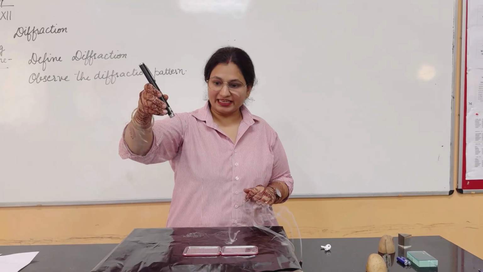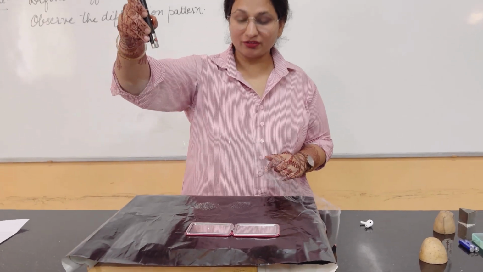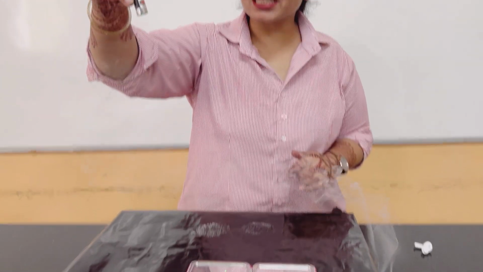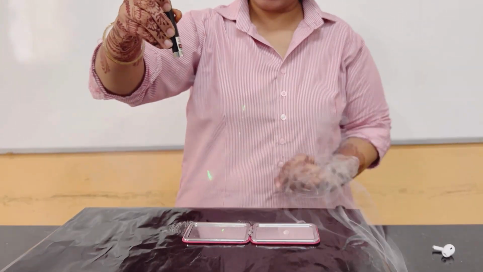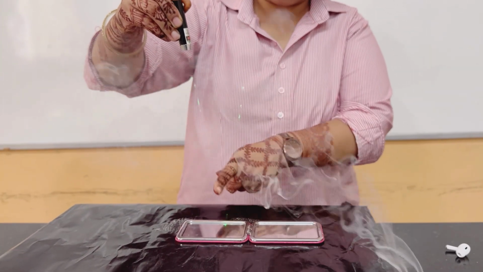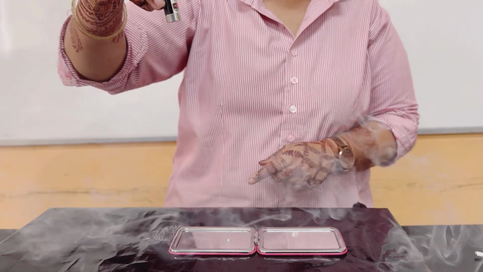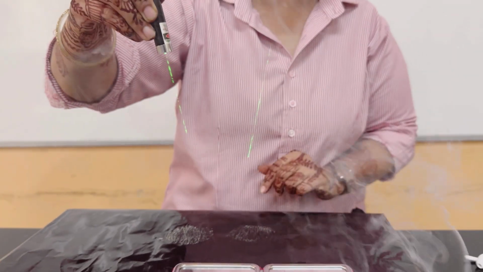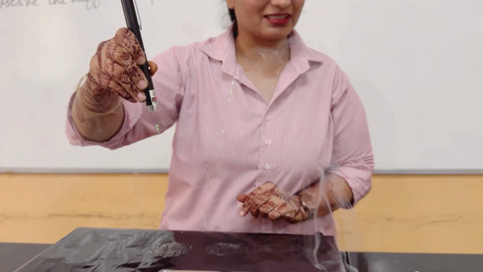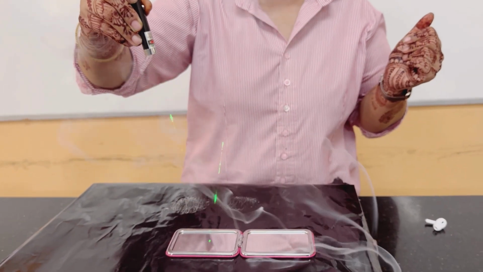In case of reflection, when the light wave falls on the surface, it bounces back. You can observe this phenomenon easily. This is the incident ray and on the other hand, the light is reflected back. I have made smoke around it so that you can easily observe the path of the light. So, this phenomenon you have already learned, reflection.